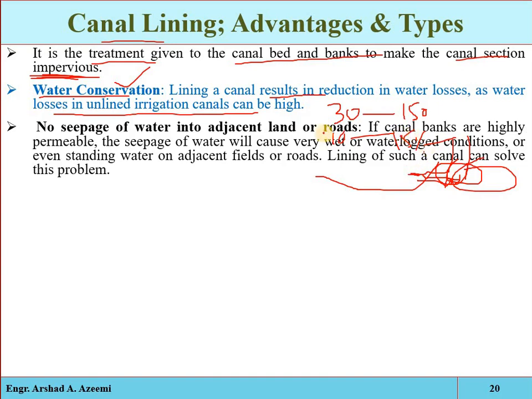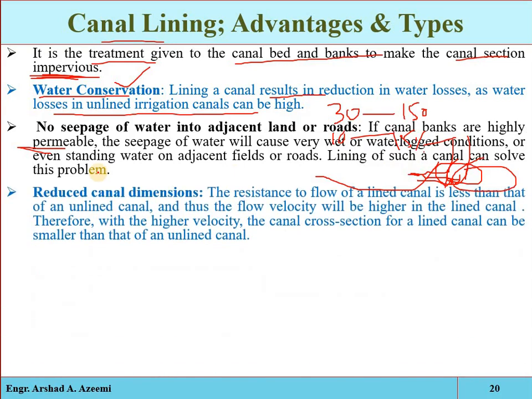If the canal banks are highly permeable or unlined, then the seepage of water will cause wet or waterlogged conditions in the nearby area. Lining such a canal can solve this problem. If you line a canal, this problem will be solved because the seepage will be reduced and the nearby area will be protected. Also, there is reduced canal maintenance.